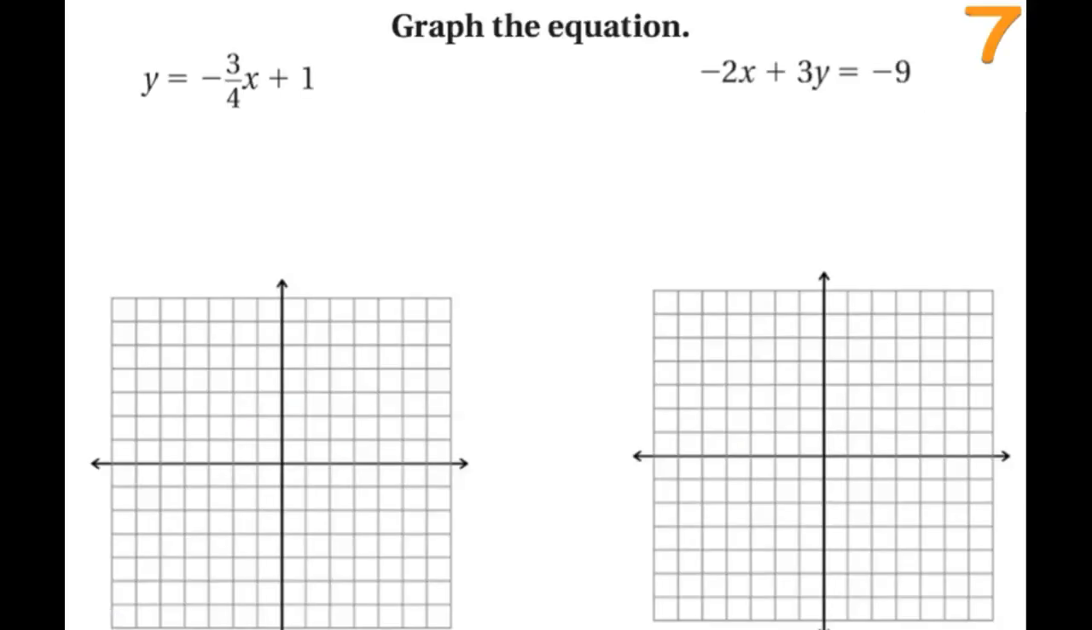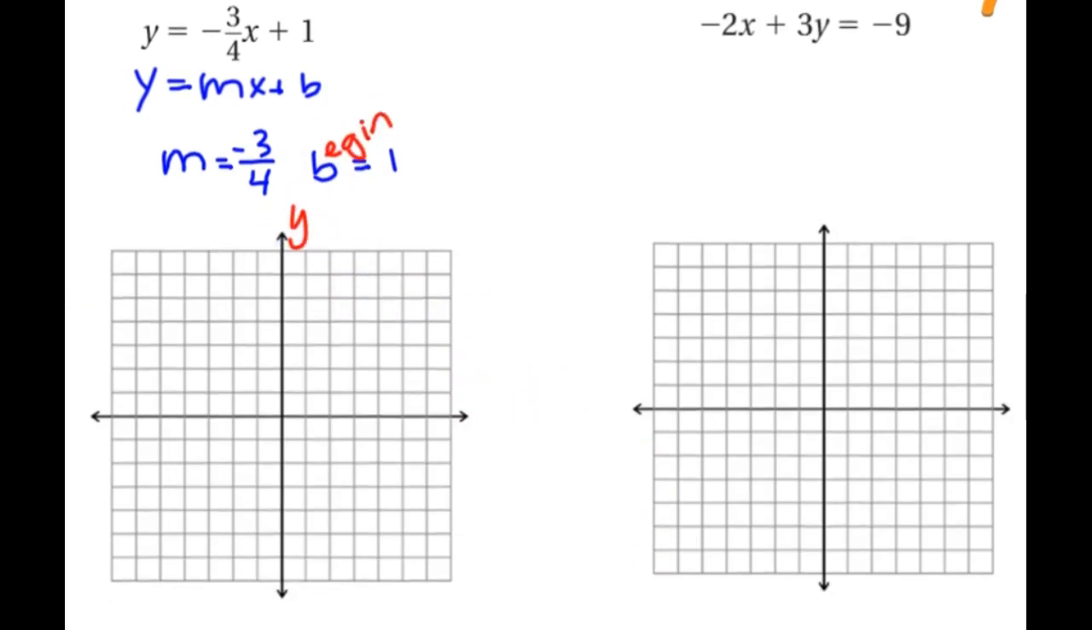Our last way we need to make sure we know how to do is to graph this when it is in the form y equals mx plus b. So m is -3/4, b is 1. So think way back to graphing equations. B is where we begin on our y-axis. So we're going to begin at 1.